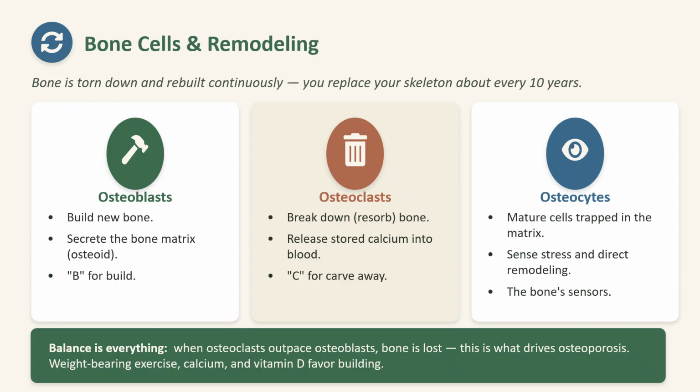Remodeling is the continuous cycle of the two. Osteoclasts excavate an old patch, osteoblasts fill it with the new bone. Over roughly a decade, you replace the entire skeleton this way. And the green bar is the clinical punchline for the next lecture. When resorption outpaces formation, when the clasts outwork the blasts, you lose bone mass, and that's osteoporosis. Weight-bearing exercise, adequate calcium intake, and vitamin D all tip the balance back toward building.